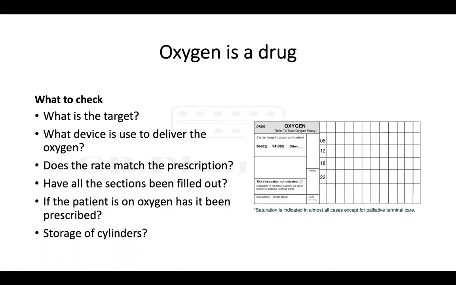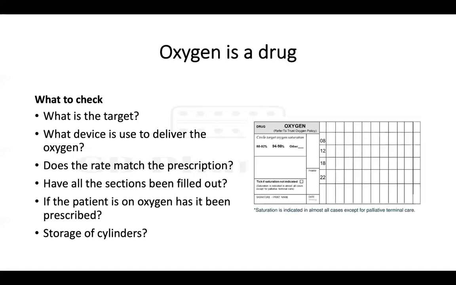Also, if they're on really high dose oxygen and their levels aren't maintaining above 90%, that's a medical emergency. So if they're less than 90% on more than 35% oxygen, that is when we would call the emergency team to make sure.